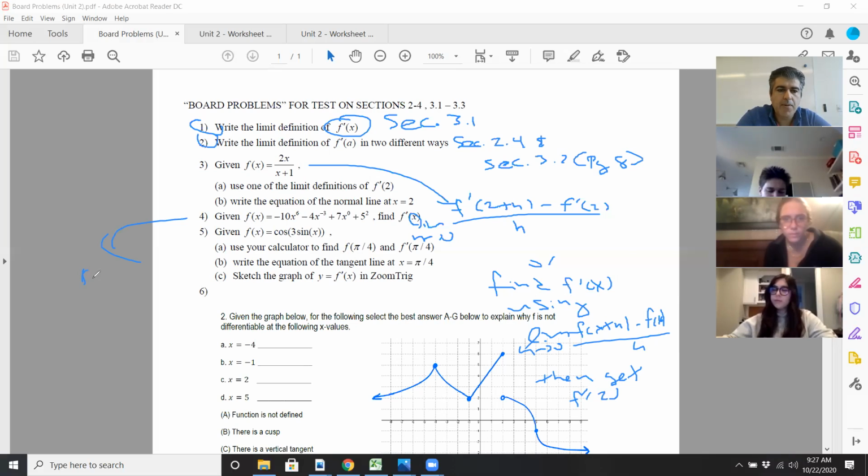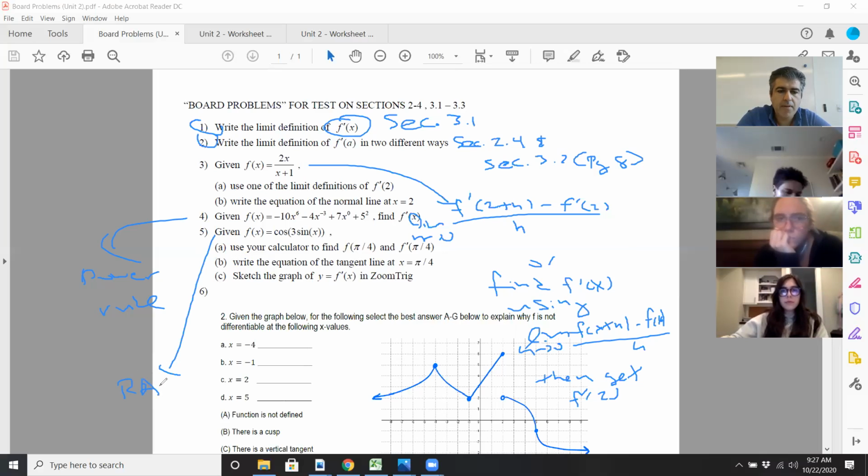4, just use the power rule. 5, obviously use a calculator, and the rest should be pretty straightforward. Make sure for 5 you're in radian mode. But I trust you guys can do the derivative part. I'm not too worried about that.